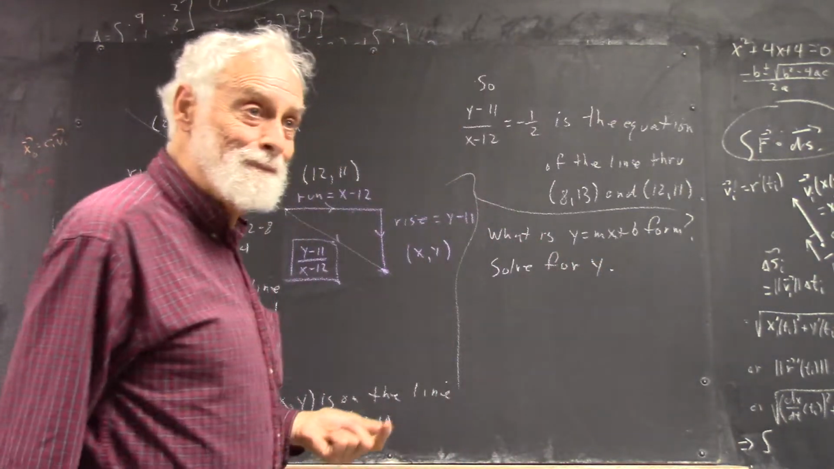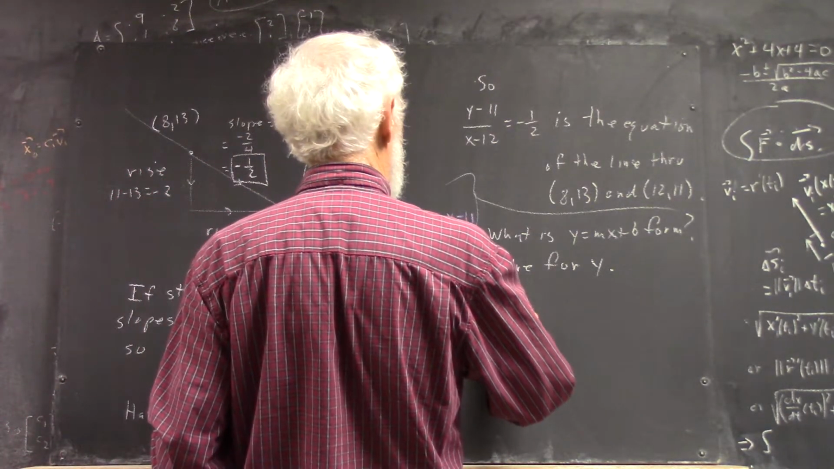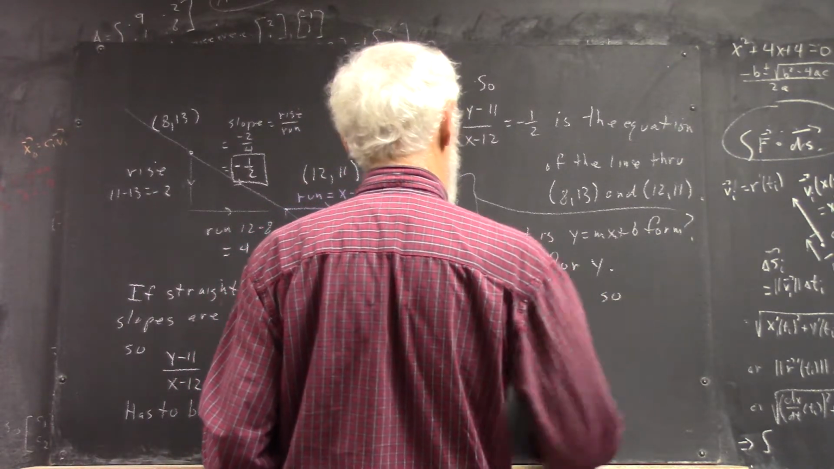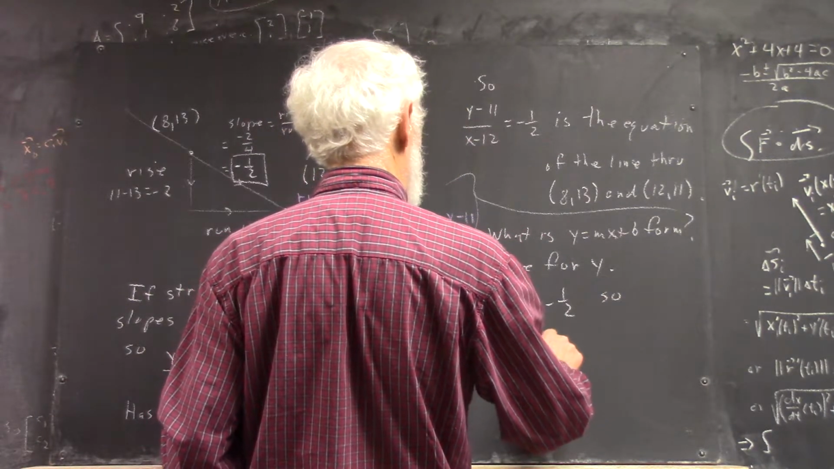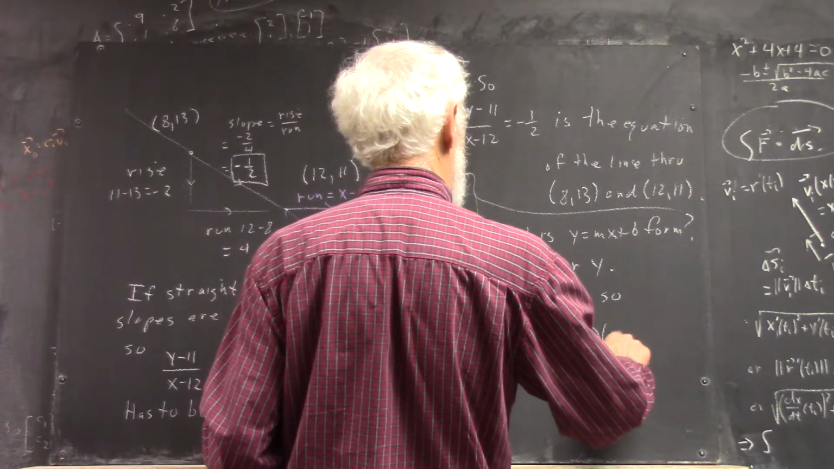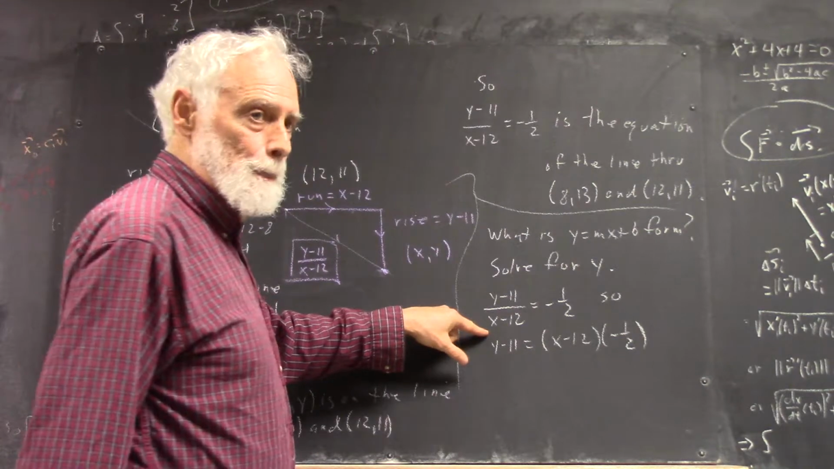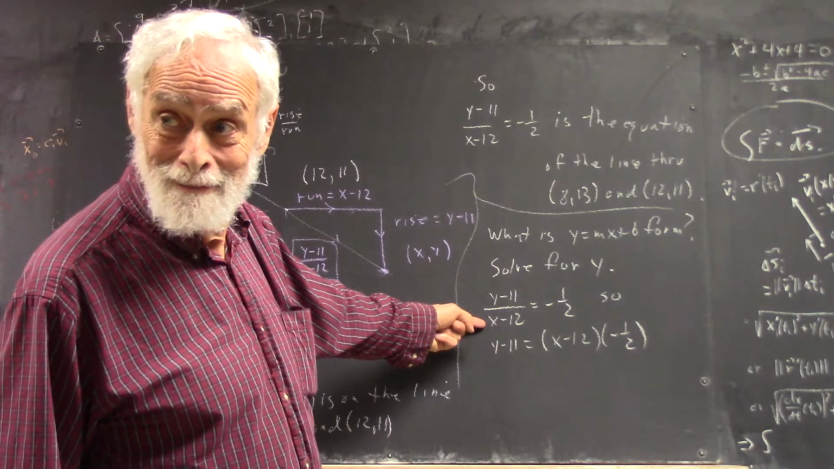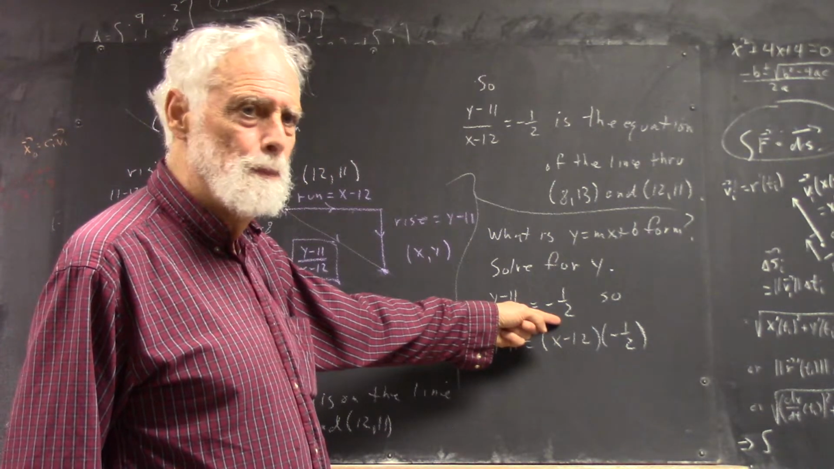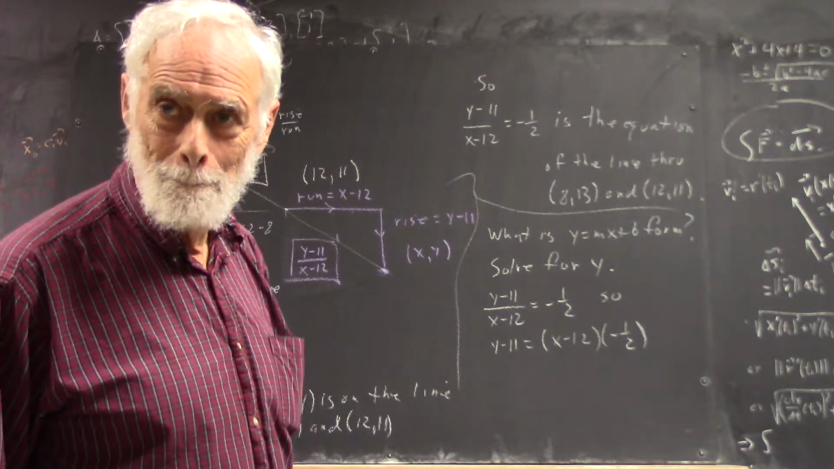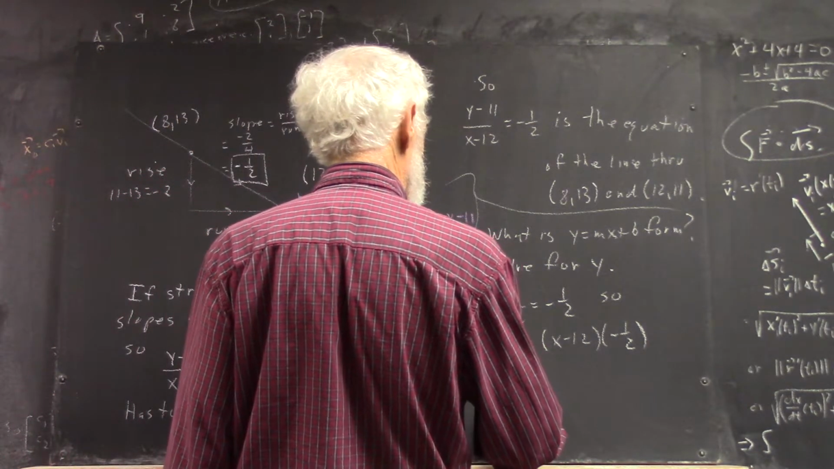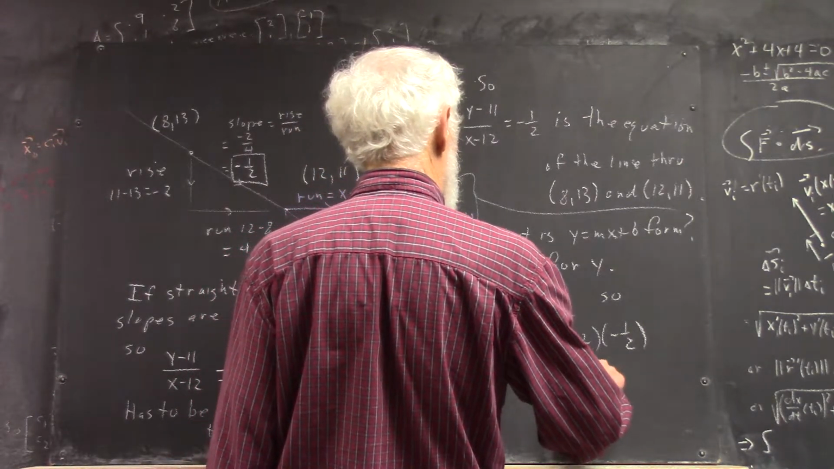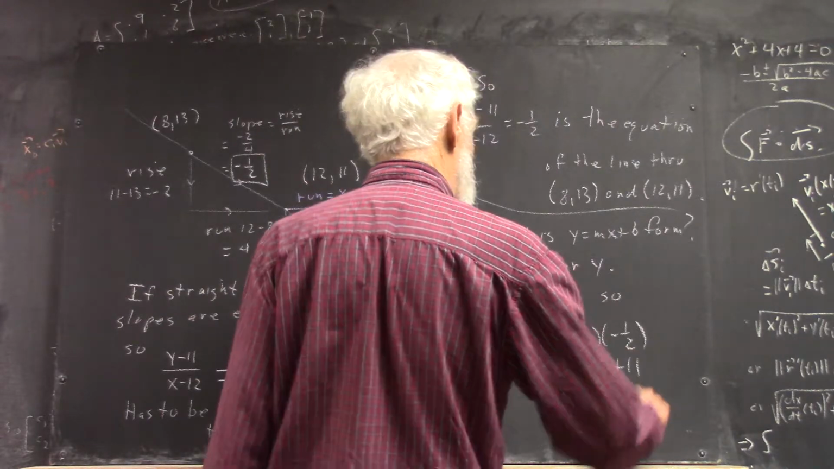Well, how are you going to get the y equals mx plus b form? Just solve for y. You've got y minus 11 over x minus 12 equals negative 1/2. So y minus 11 equals x minus 12 times negative 1/2. Now, there's a step in there that you would have to fill in. I would multiply both sides by my denominator, and probably by this denominator too, but in this case, I'm not going to. Okay? And it follows that y equals x minus 12 times negative 1/2 plus 11.